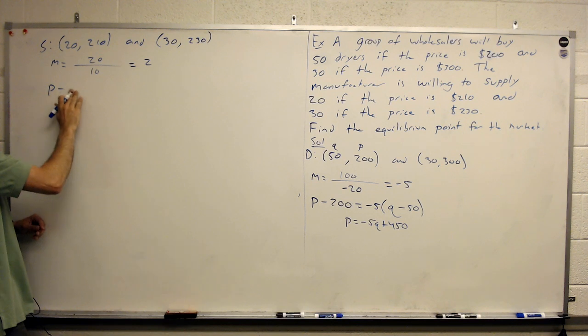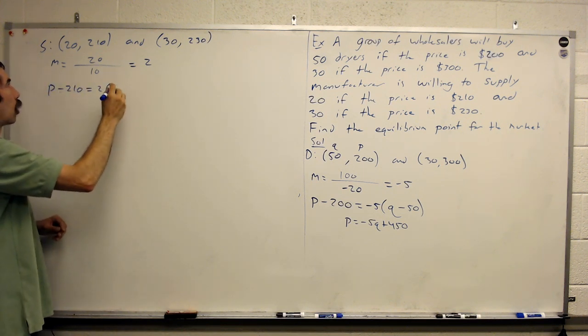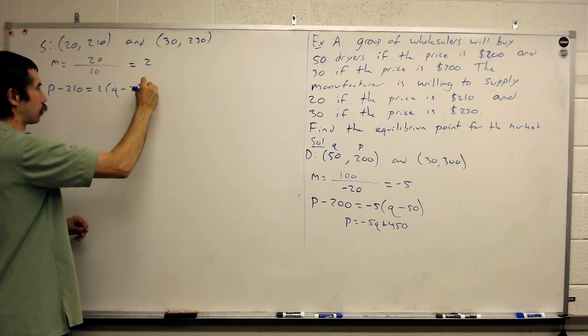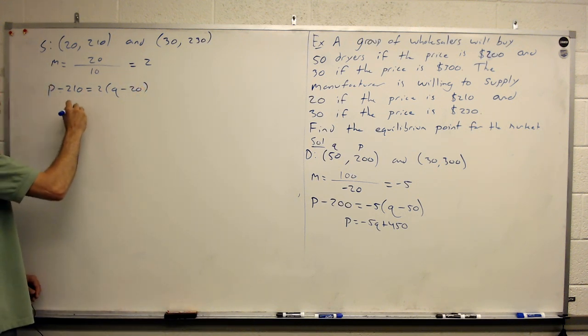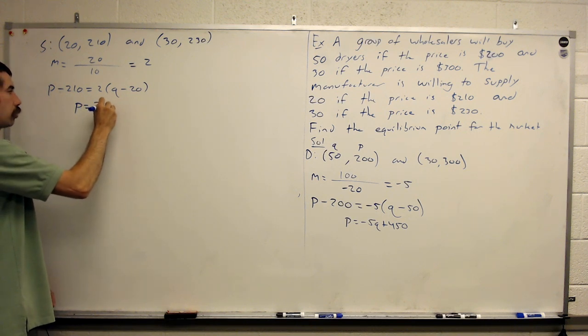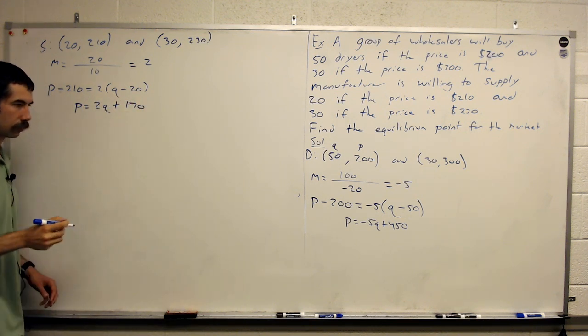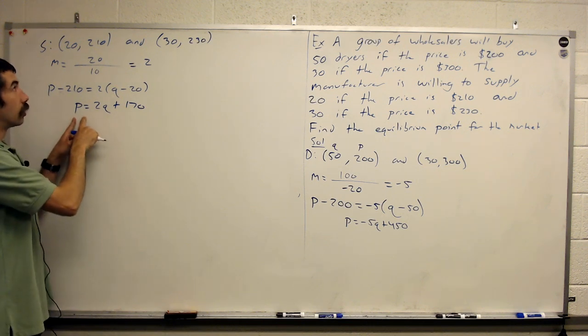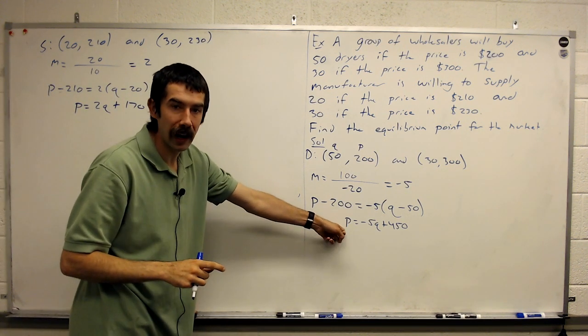Using either one of these points, price minus 210 equals our slope, 2, times quantity minus 20. And we get price equals 2Q plus 170. This is our supply curve. This is our demand curve. We need to find where they intersect.